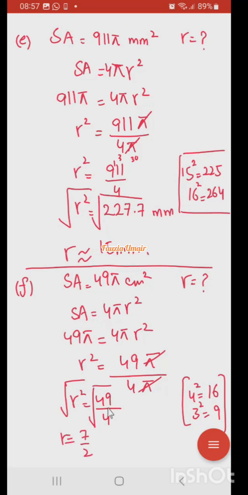Are you getting the point? Because these are both square numbers, I can find out the exact answer. So this is 3.5 centimeter. So actually, it was not close to both of them. It was almost in the middle. So the answer is 3.5 centimeter. Any questions in question number 5?